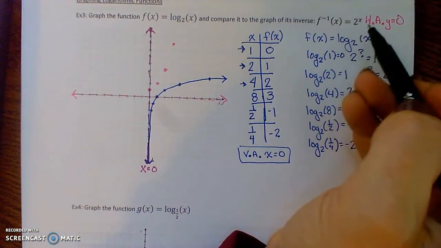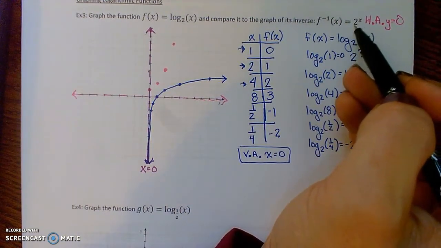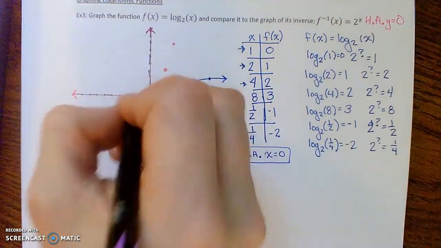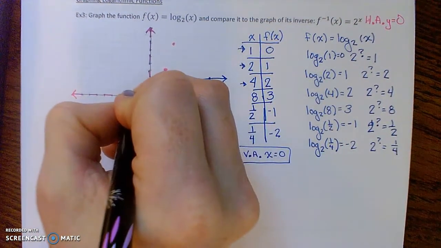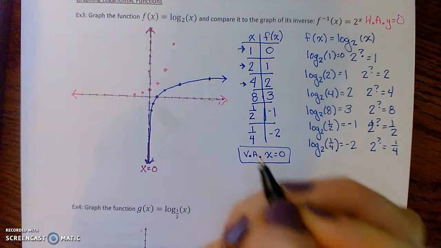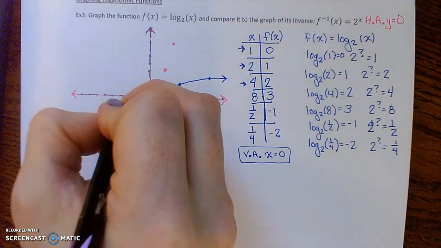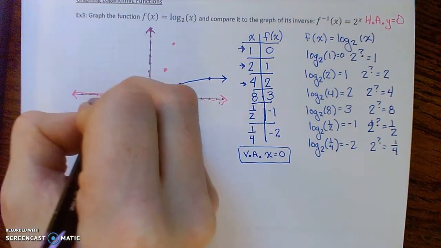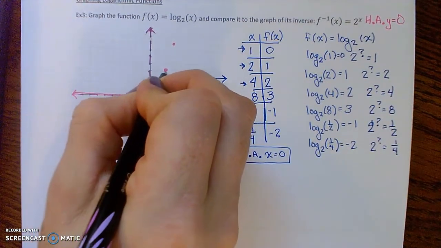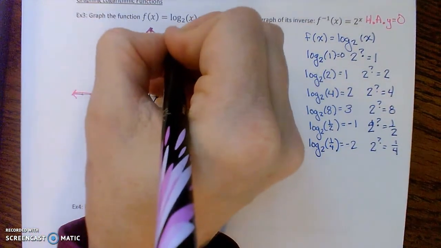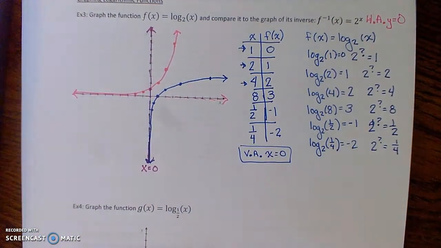And then when you plug in negative values for x, like 2 to the negative 1 power is a half. 2 to the negative 2 is a fourth. 2 to the negative 3 is an eighth. And we just get really, really close to this horizontal asymptote here. Okay, so I want you to notice that these two graphs are very similar to each other. And in fact, they are reflections of one another about the line y equals x.